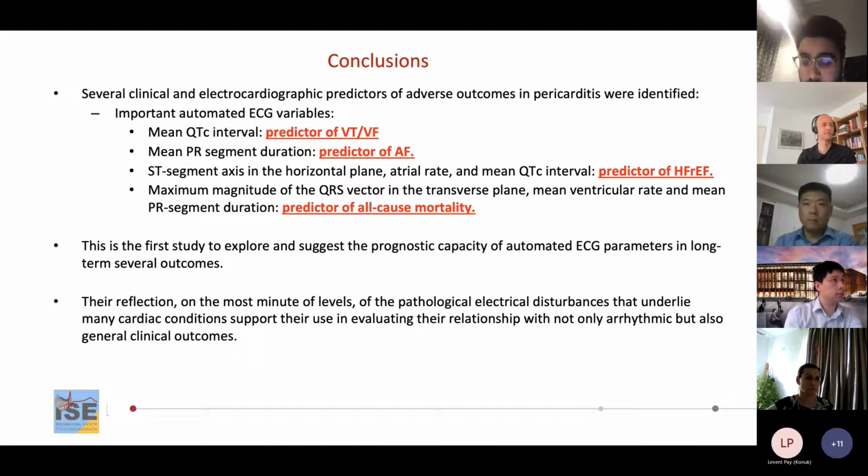The automated parameters reflect, on the most minute level, the pathological electrical disturbances that underlie many cardiac conditions, thereby providing value in using them to evaluate not only arrhythmic outcomes, but also long-term general outcomes like all-cause mortality. Now, granted, further investigations are still needed to understand the underlying nature of these parameters, and only with this validated evidence can we actually consider implementing these parameters for risk stratification in the clinical setting.